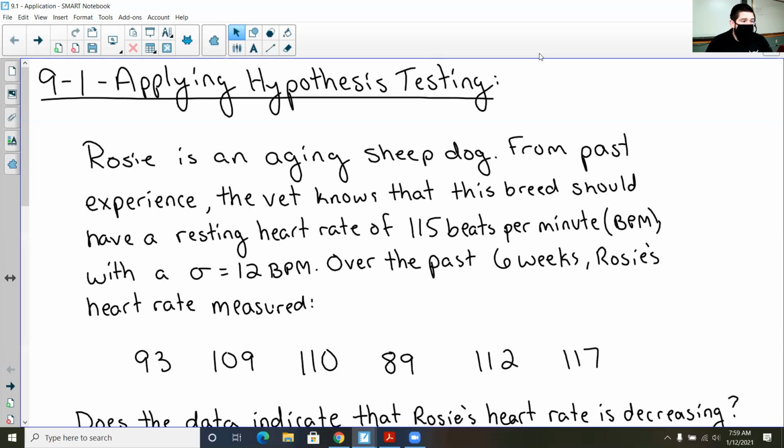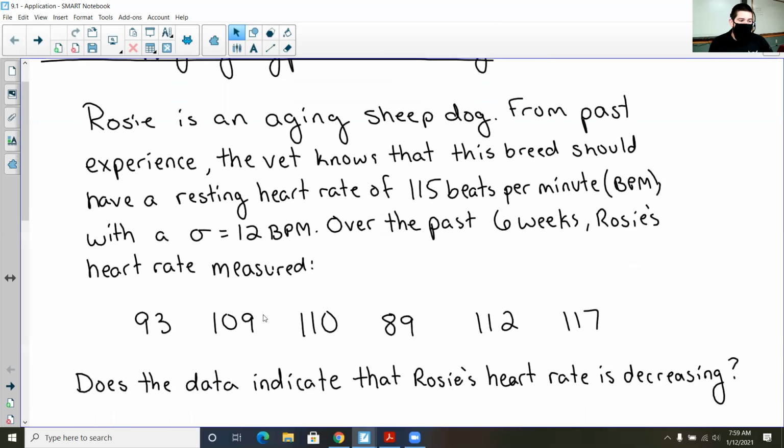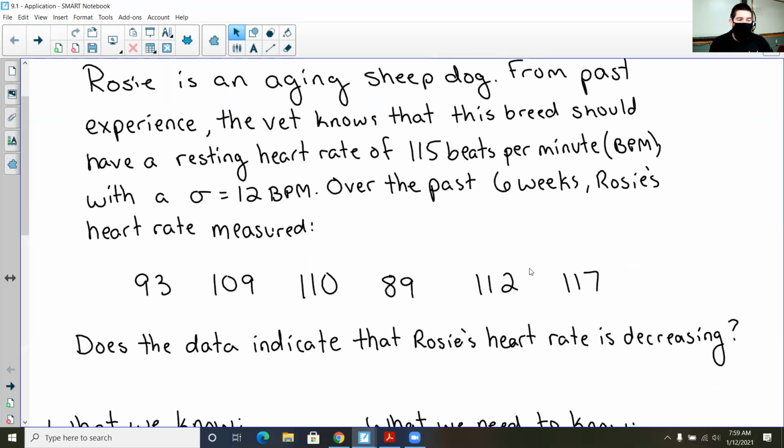So Rosie's an aging sheepdog. From past experience, the vet knows that this breed should have a resting heart rate of about 115 beats per minute, BPM, with a standard deviation of 12 beats per minute. Over the past 6 weeks, Rosie's heart rate was measured, and the measurements were 93, 109, 110, 89, 112, and 117. So keep in mind, these should all be on average around 115 beats per minute.